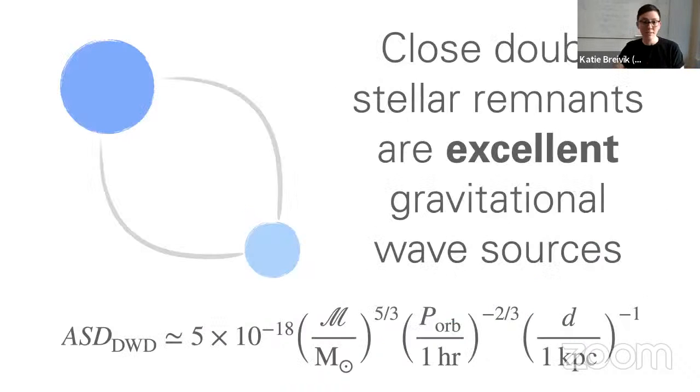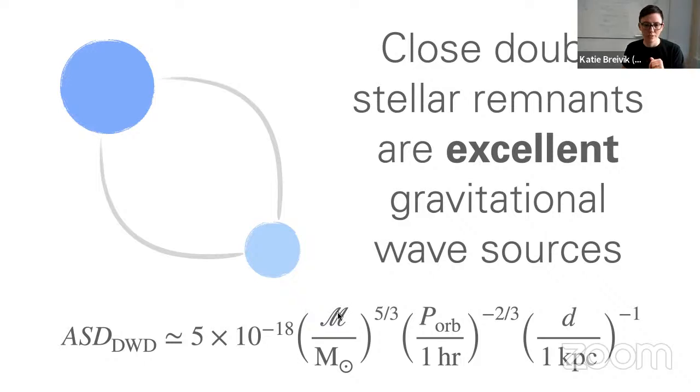But luckily for us, and luckily for people like me who want to study binary stars with LISA, close double stellar remnants in our galaxy are fantastic gravitational wave sources. We can compute the gravitational wave signal of, say, a double white dwarf binary like this one.